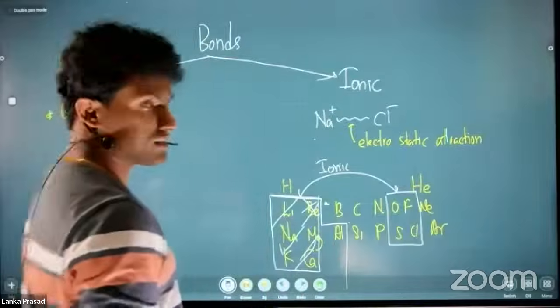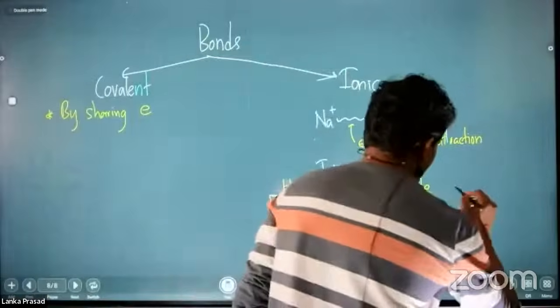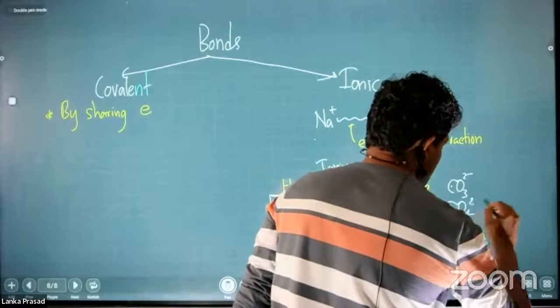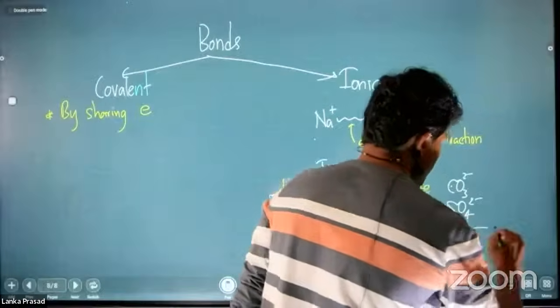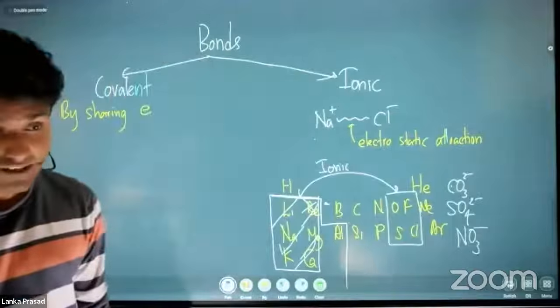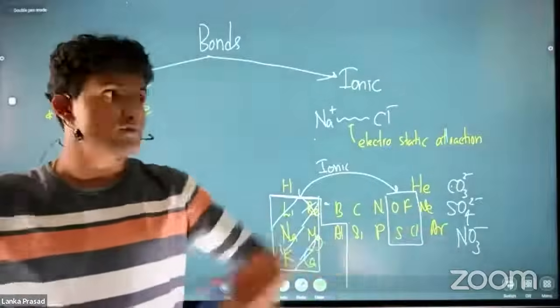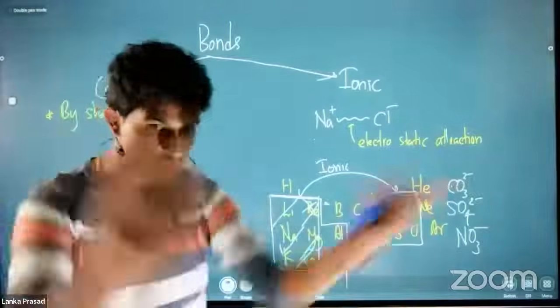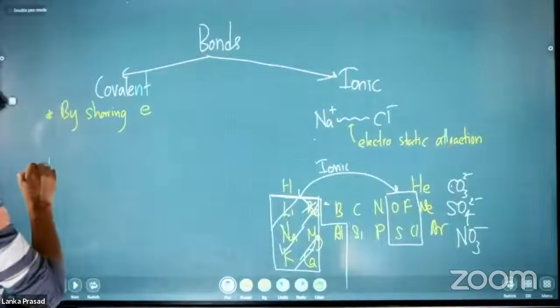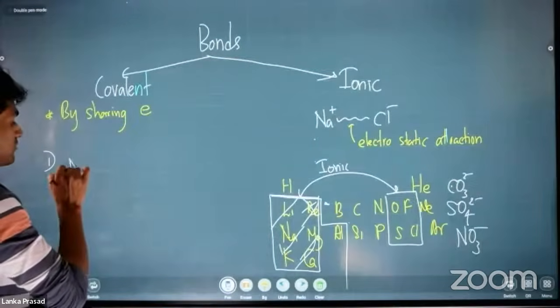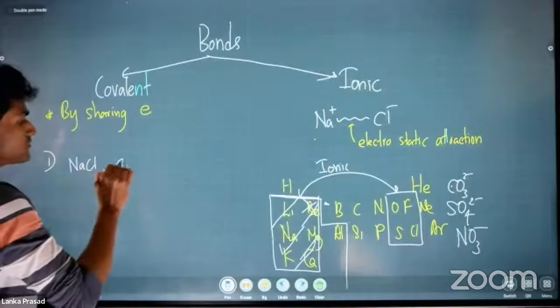Other than that, carbonate, sulfate, nitrate, like that polyatomic ion sets, they are also ionic. Calcium carbonate, calcium sulfate, calcium phosphate. Now you have to take the answer. Which answer gives only presence of ionic compounds? Only presence of ionic compounds, right?